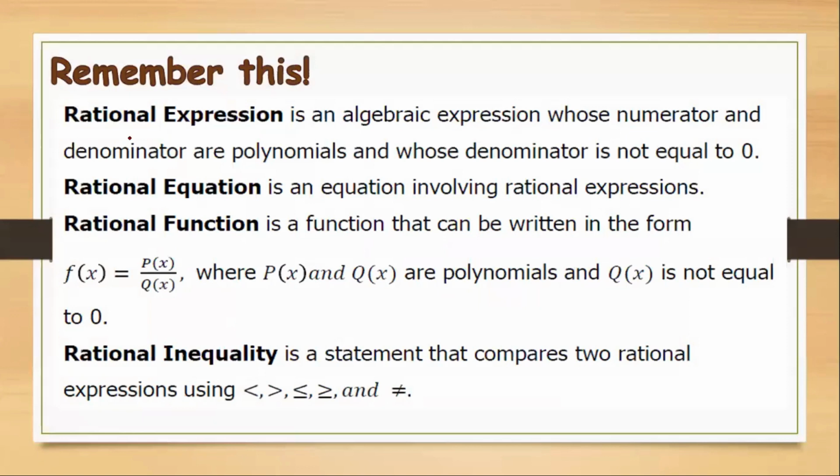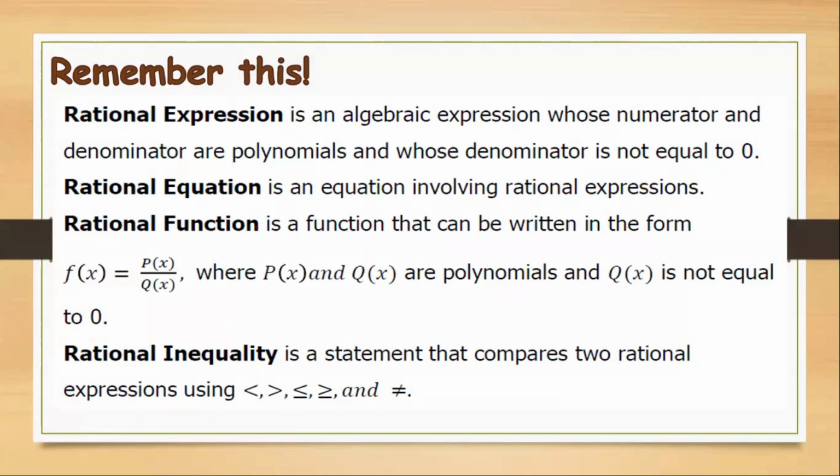So, remember this one. A rational expression is an algebraic expression whose numerator and denominator are polynomials, and whose denominator is not equal to 0. So, the denominator must not be equal to 0. A rational equation is an equation involving rational expressions. It means that it has an equal sign between the two rational expressions.